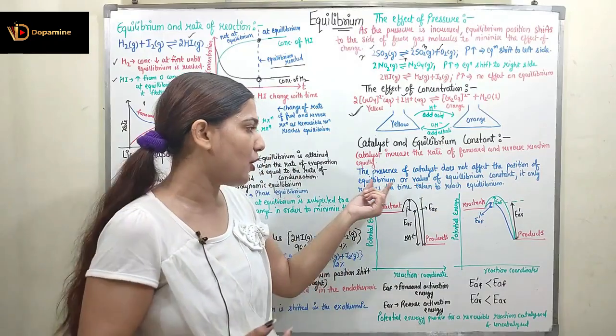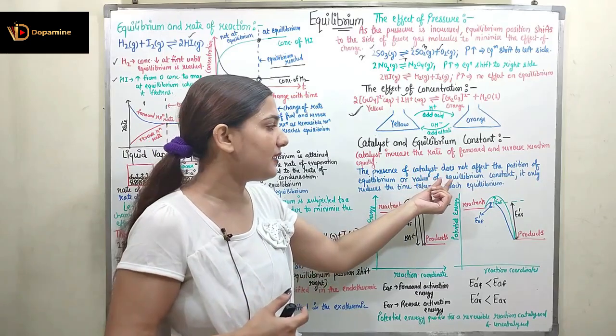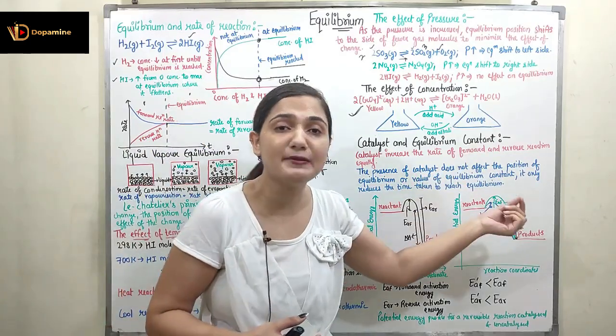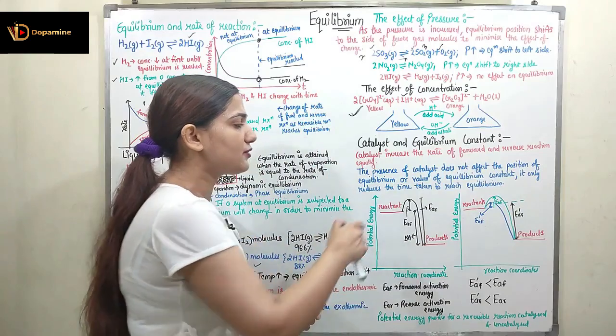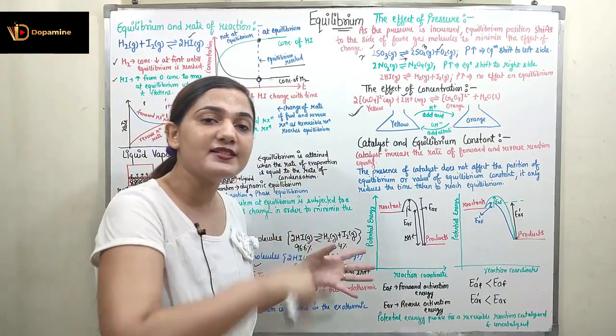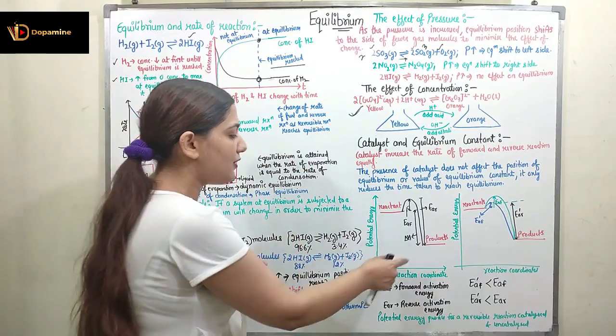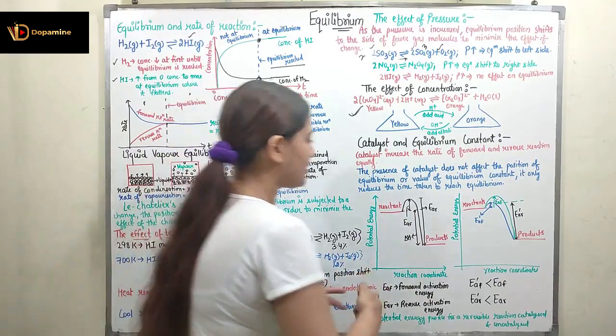This is a very important point and you should understand this. It is not affecting the position of equilibrium as well as the value of equilibrium constant. It only reduces the time taken to reach equilibrium. So equilibrium will be coming at the same point with the same equilibrium constant, but the time would be reduced. How is it doing that? By reducing the activation energy.